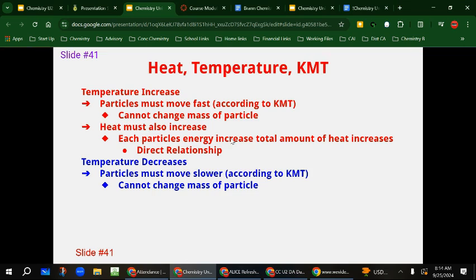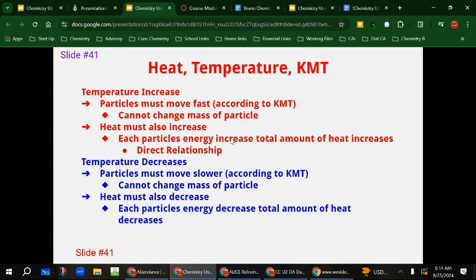The only way. Okay? We cannot change the mass. Heat also has to decrease. Each particle's energy decreases. That decreases the total amount of heat. Okay? And again, ladies and gentlemen, that is still a direct relationship. By the way, you decrease temperature, you decrease heat. What else do you decrease? The kinetic energy, which means the particles have to move what if kinetic energy is going down? Slower. That's the difference between physical science and now, ladies and gentlemen.